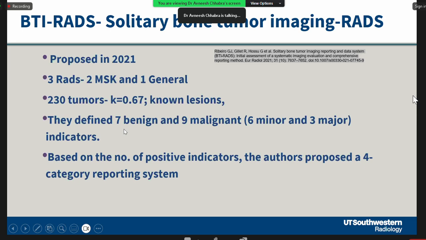So there were 7 benign indicators, so you remember those. Then 9 malignant indicators, 6 minor, 3 major. You remember those, you use ACE criteria, etc. For rheumatology, you have minor, major criteria for rheumatic fever and all that. Who remembers those? But they had all these indicators. And based on the number of positive indicators, the authors proposed again a 4-category reporting system.